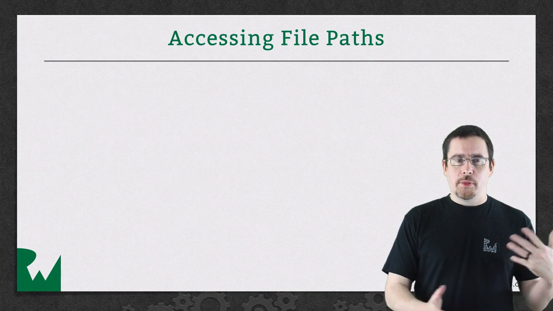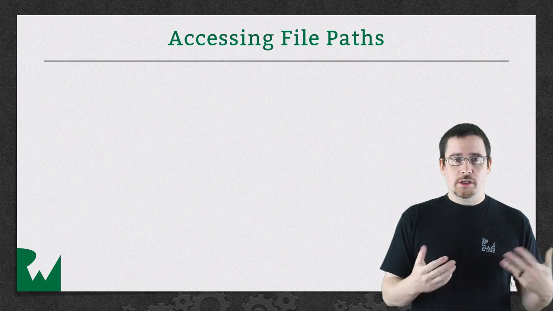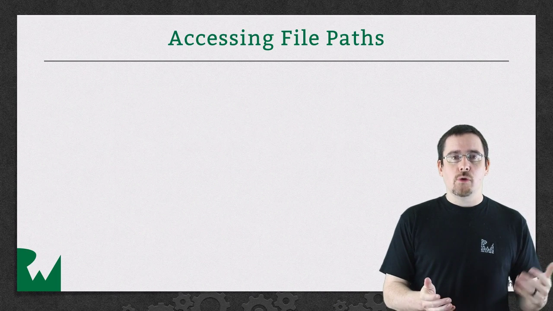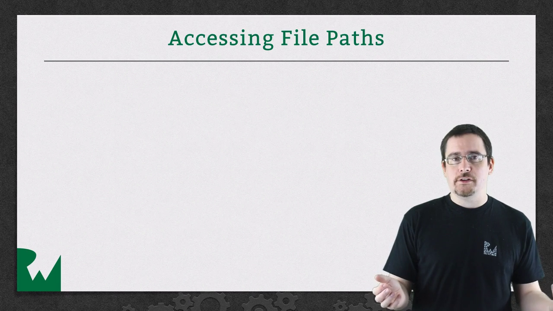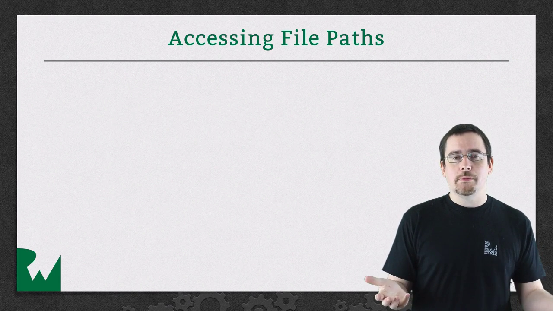So I've talked a bit about the different folders that you can access. Now you're going to want to know how to actually access them. So say for instance you want to save a file called myfile.txt, original I know, to your documents directory. How would you go about doing that?